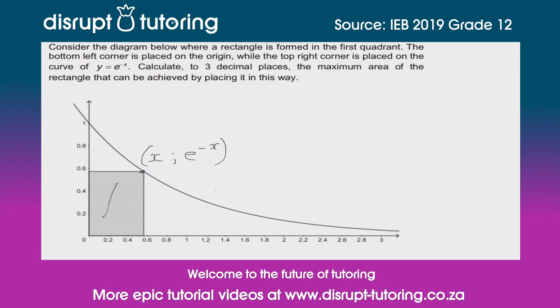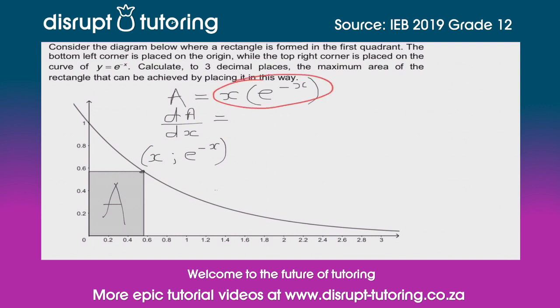Which means if we want to work out this area, which is what we are trying to maximize, we can describe that area as a product of base times the height, because that's the y value. So that's e to the minus x. Now to be able to work with a maximum, we need the derivative of A with respect to x.